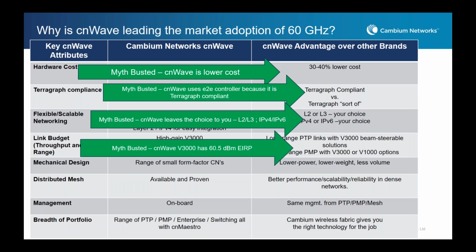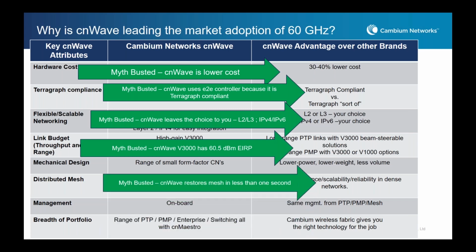We have the long range V3000. We talked about that in some detail. So don't be steered wrong by the other information that might be out there. The V3000 has a 60.5 dBm EIRP, can do long range connections, and with the beam steering is really an innovative approach at both maintaining alignment, and also providing that high EIRP in that innovative package.